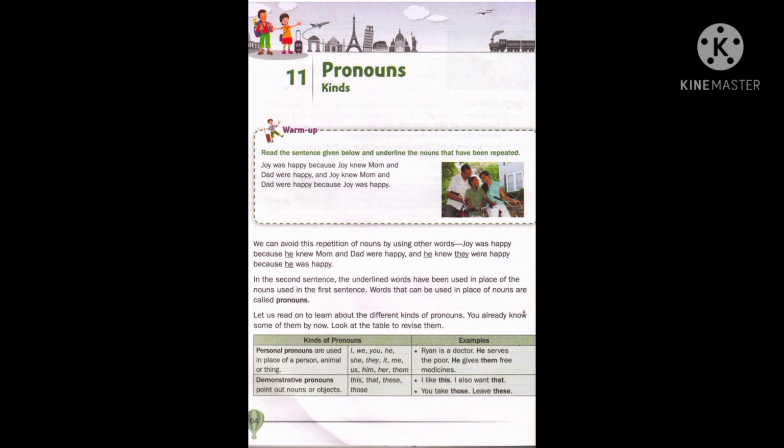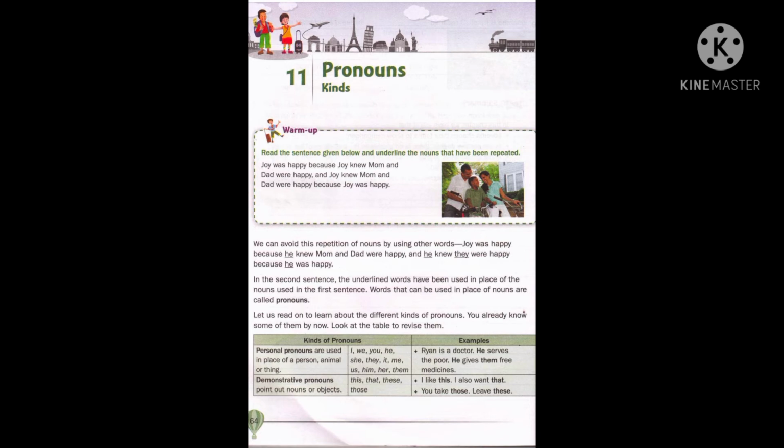Now let's see what's there in our book. Joy was happy because Joy knew mom and dad were happy. And Joy knew mom and dad were happy because Joy was happy. It sounds ridiculous. You can find here the repetition of Joy and also mom and dad.